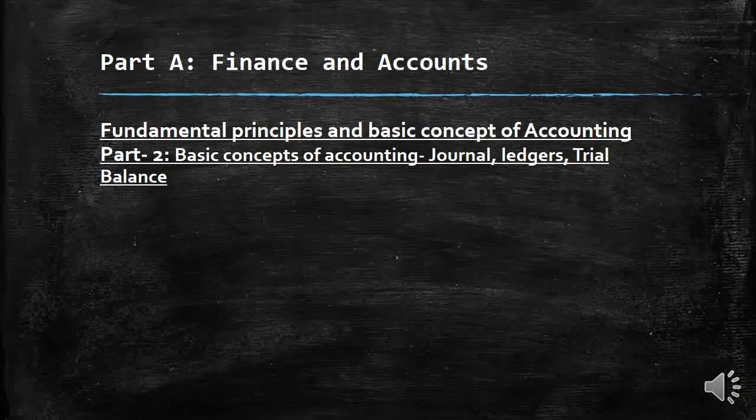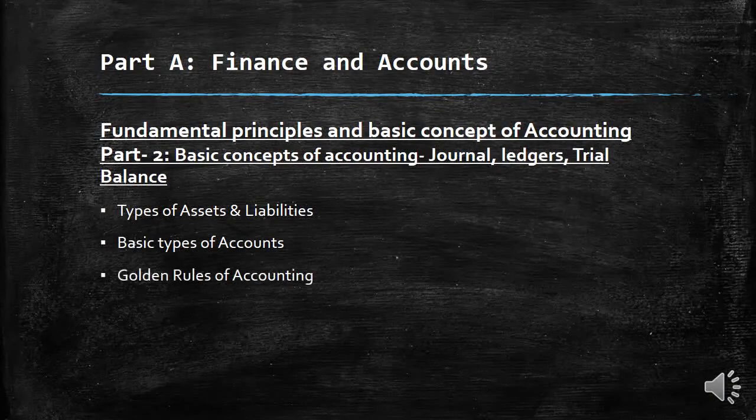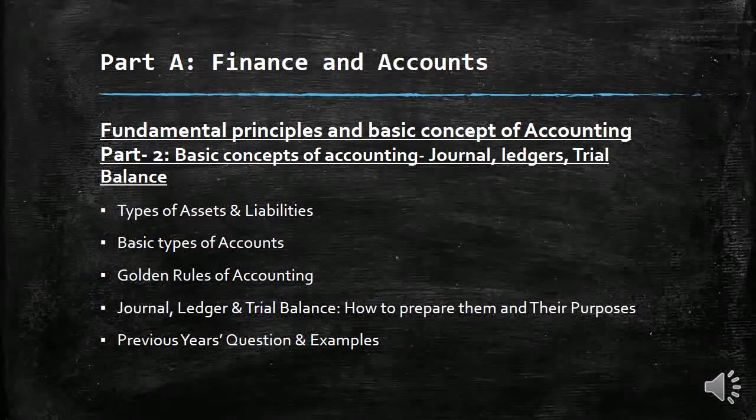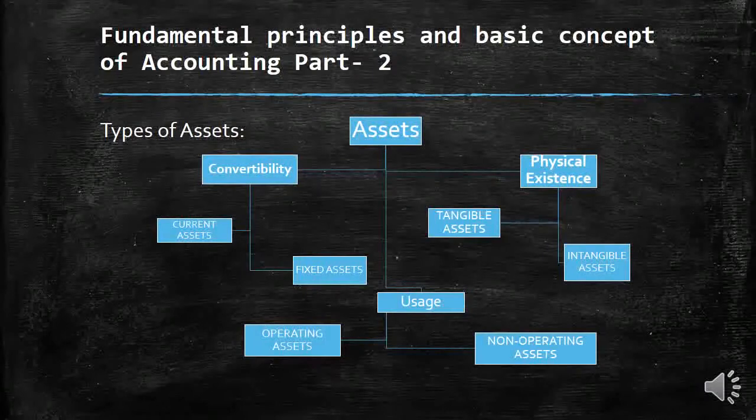Today we'll learn about fundamental principles and basic concepts of accounting part 2, which contains basic concepts of accounting, journal, ledger and trial balance. This video will cover the following topics: types of assets and liabilities, basic types of accounts, golden rules of accounting, journal, ledger and trial balance, how to prepare them and their purposes, and last but not least, previous year's questions and examples. So let's see. Our first topic today is types of assets. Assets can be divided based on convertibility, usage or physical existence.